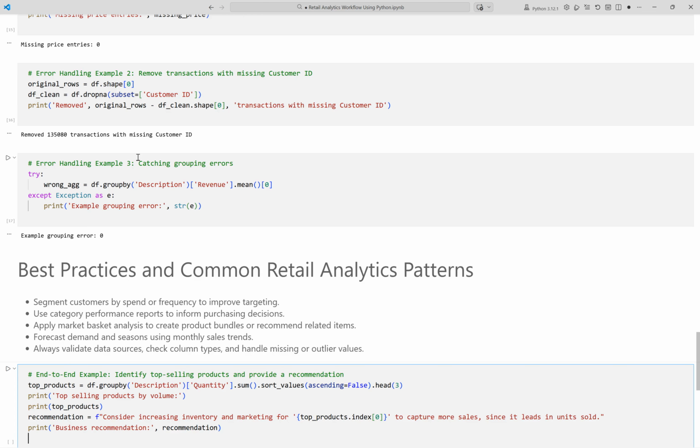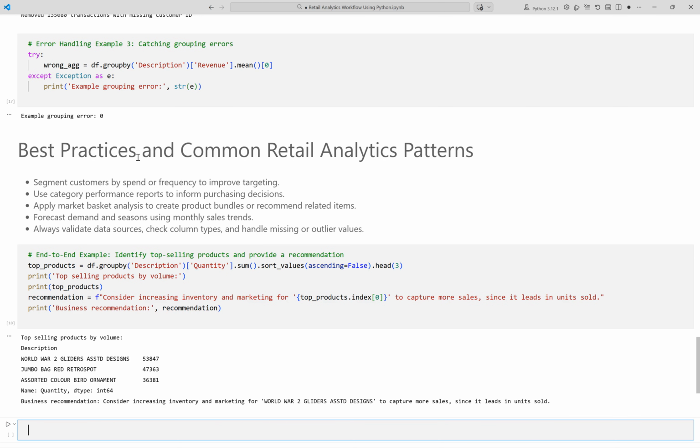Running the cell now. This output highlights the top 3 products by total units sold, showing clear volume leaders with the World War II gliders ASSTD designs at the top. By identifying these high-volume items, the code supports the lesson's focus on leveraging sales data to guide inventory and marketing strategies, helping retailers prioritize products that will likely drive the most revenue. Practice prompt: would you adjust your recommendation if the top product had unusually low margins?